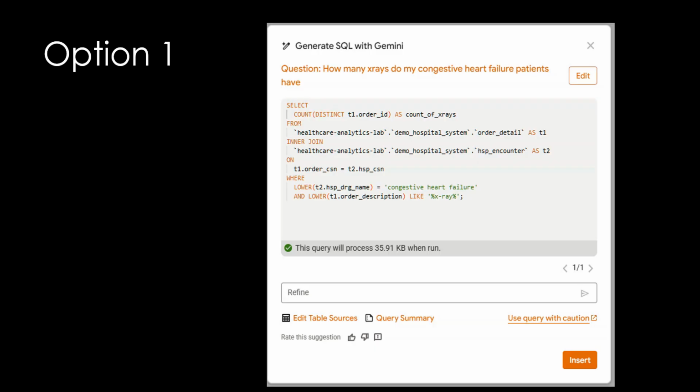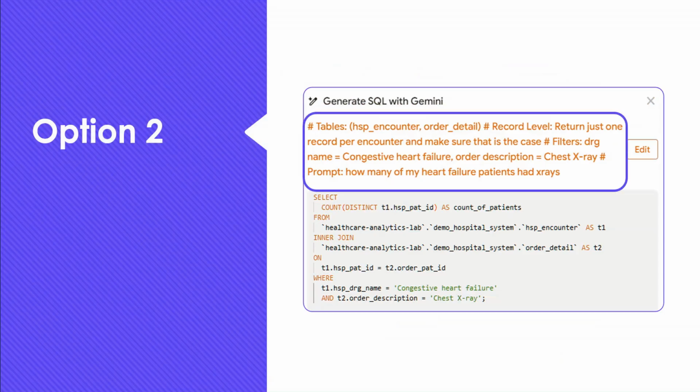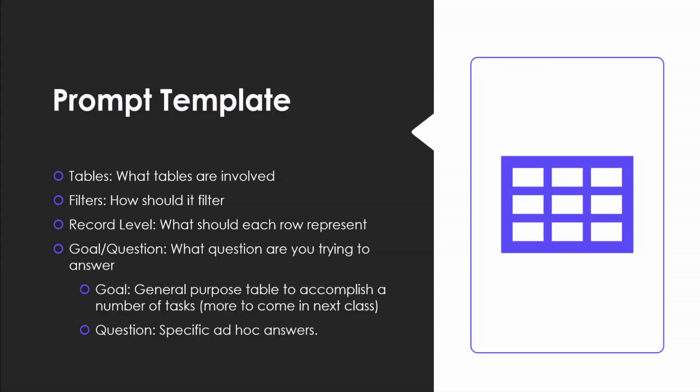So option one is to just hope that it does well and ask your question. But option two is to specify, here's the table I need. Here is the record level that I need. Here are the filters that I need. And in my prompt, I ask a clear question. How many of my heart failure patients had an X-ray?